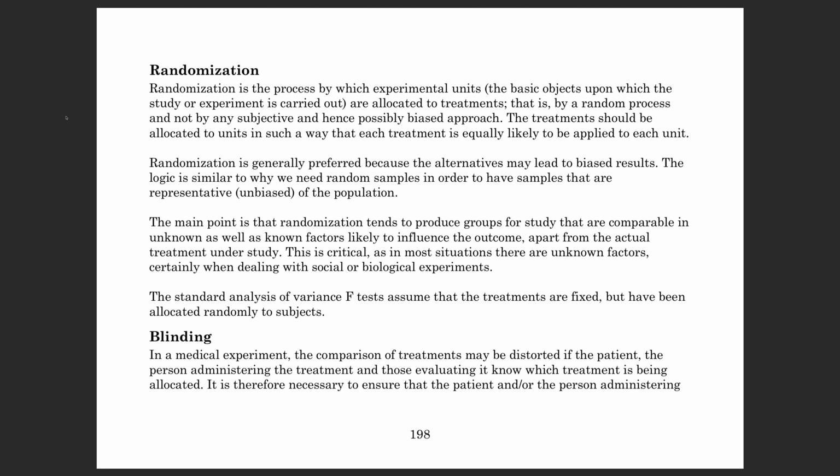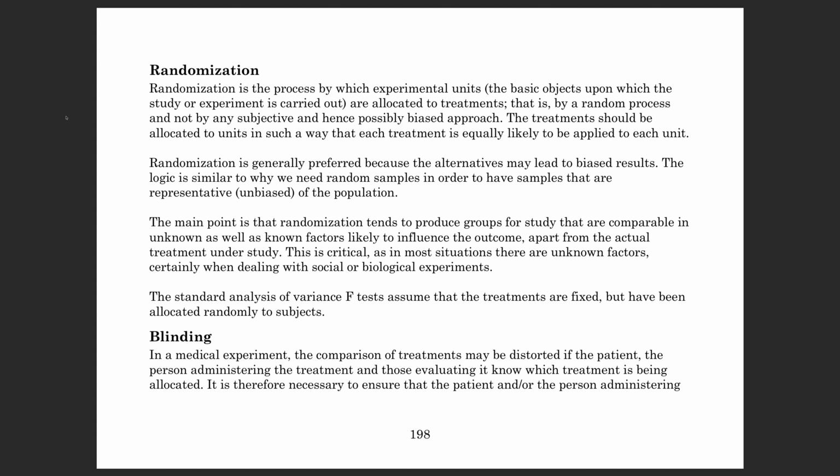So randomization is the process by which experimental units are allocated to treatments. So remember, the experimental units are the basic objects upon which we're carrying out the experiment. So that is a random process. It shouldn't be a subjective or biased approach. The treatment should be allocated in such a way that each treatment is equally likely to be applied to each unit. So randomization is generally preferred because the alternatives may lead to biased results.